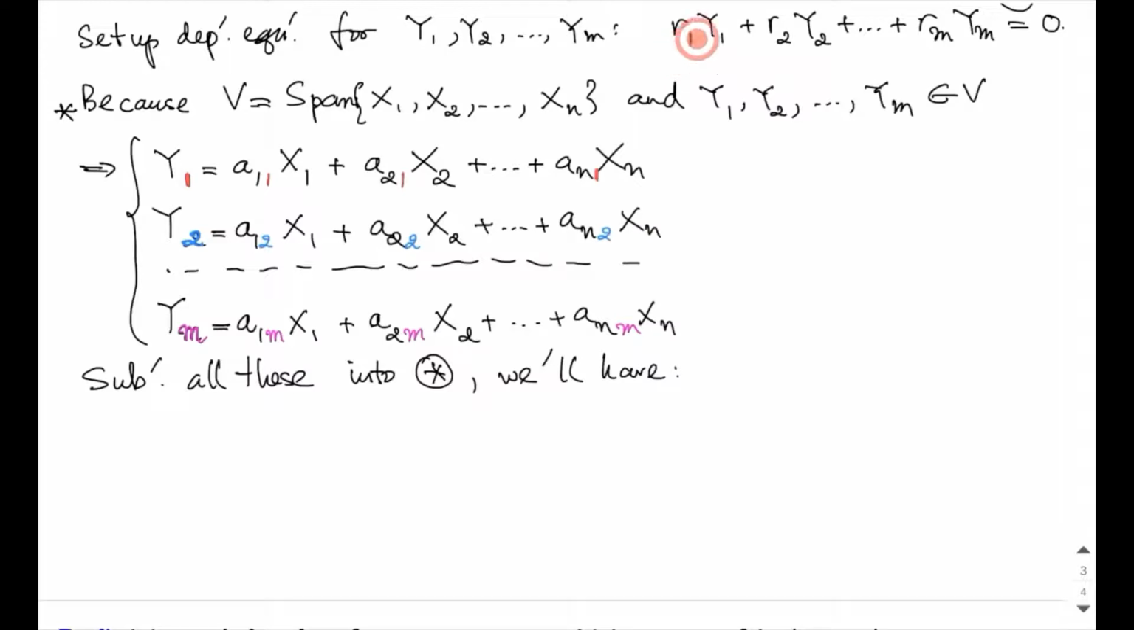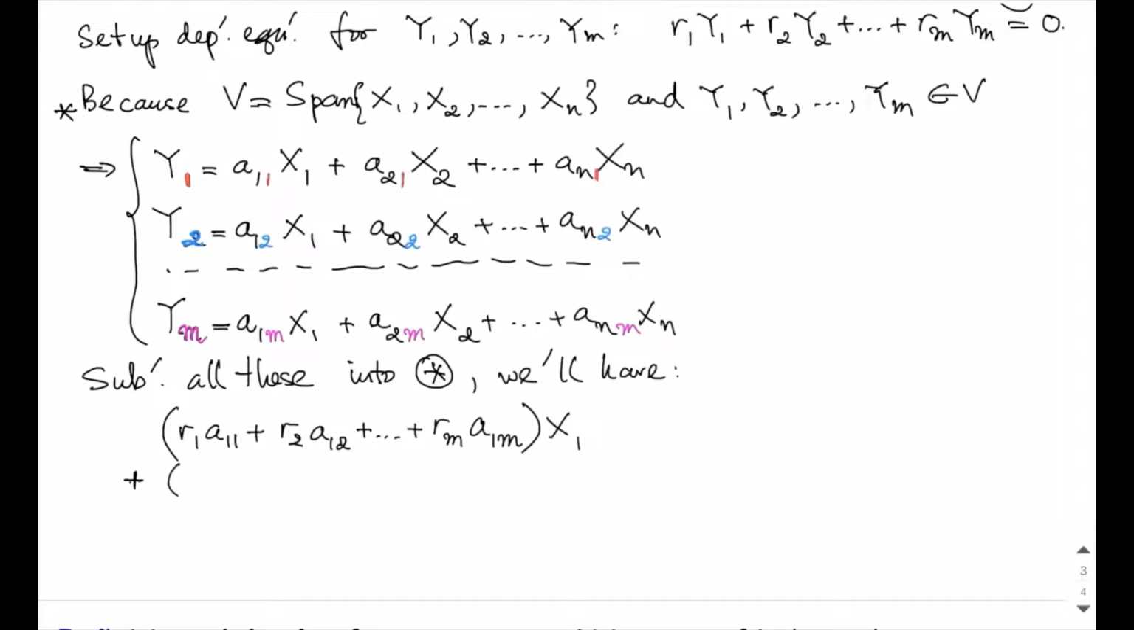R1 will multiply with y1, so R1 will multiply with a11 x1. So you will obviously have R1 times a11 and then times x1. And then plus, you will have R2 times a12 x1. And then you keep going until the last one. You will have Rm multiplied with a1m x1. That will be added with.